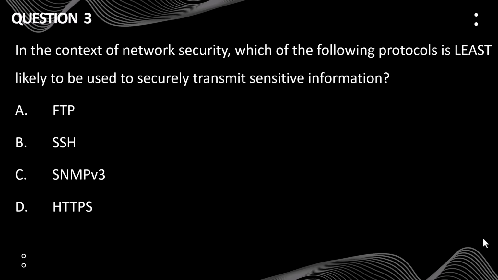Option B, C, and D, if we look at them properly, we can see that they are very secure means of transmitting sensitive information. B is Secure Shell Protocol. C is SNMP version 3, which is highly secure. D is HTTPS, which is the secure form of the HTTP. So the answer here will obviously be option A, File Transfer Protocol.